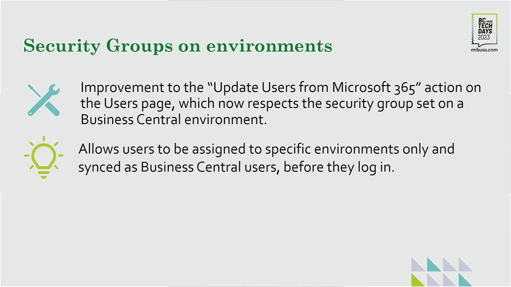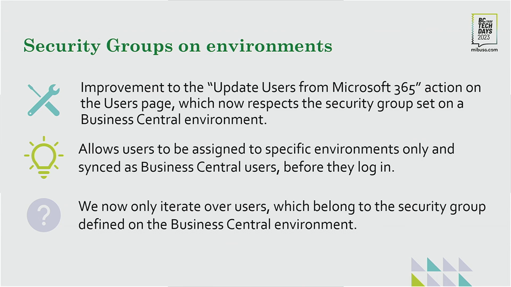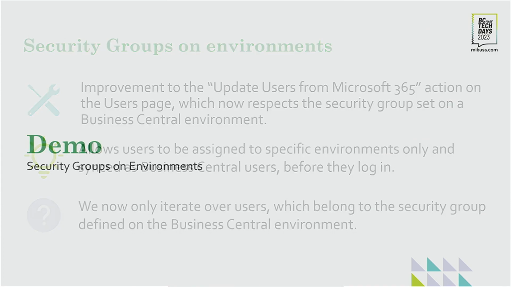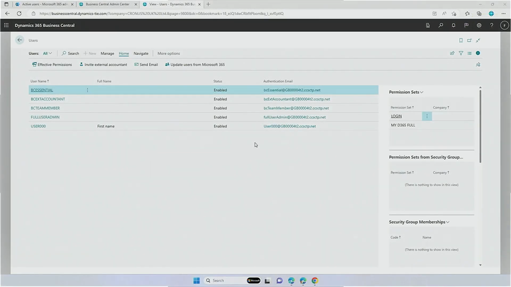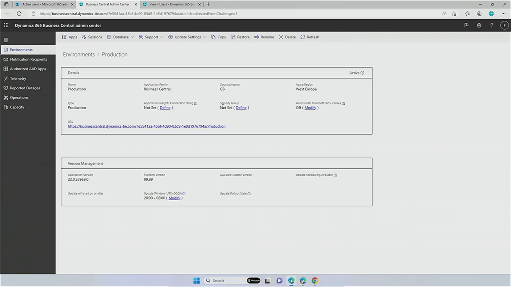So this actually empowers you to set up the system prior to user login. Previously, the users had to log in to get created. And basically what we do is we just iterate over the users which belong to a security group. So what does that look like? In Business Central, we have a couple of users. And let's go over here and let's try to set a security group on the environment.